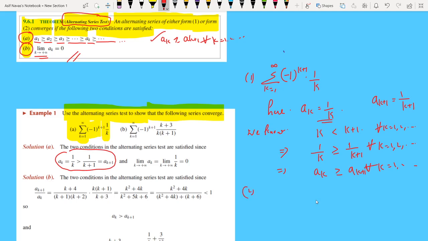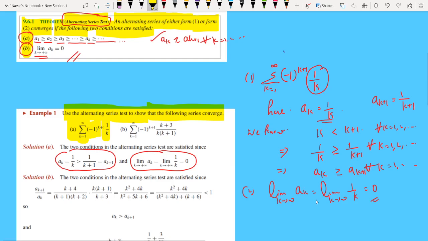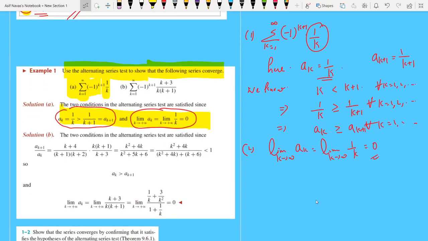Now for the second condition, the limit as k tends to infinity of a_k is equal to the limit as k tends to infinity of 1/k. This limit is equal to 0. So the second condition is also satisfied. Therefore, both conditions of the alternating series test are satisfied, and therefore this given series is convergent.